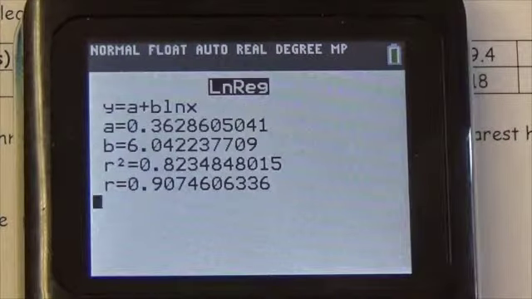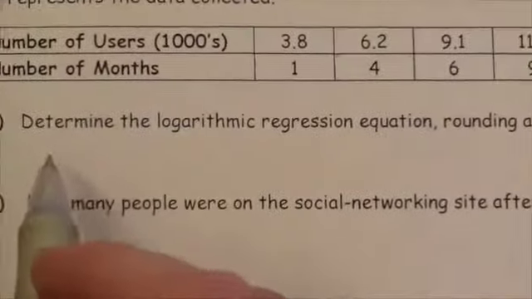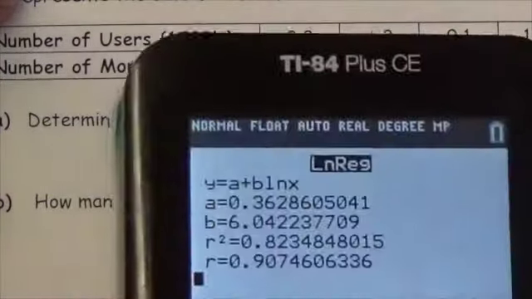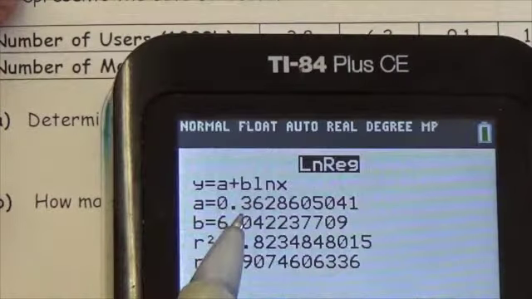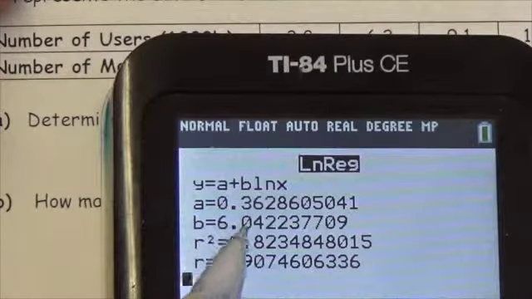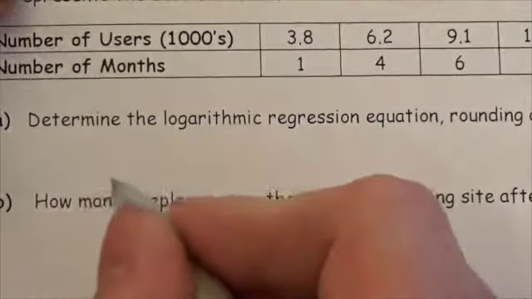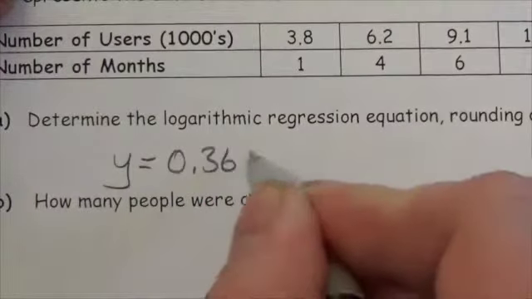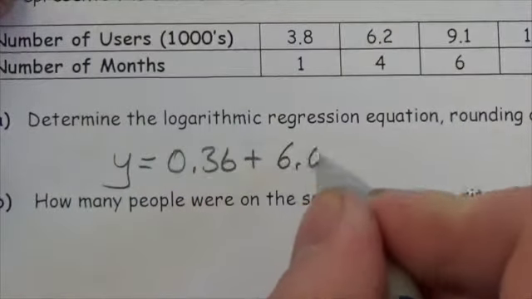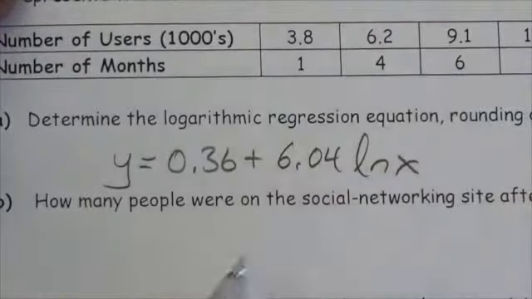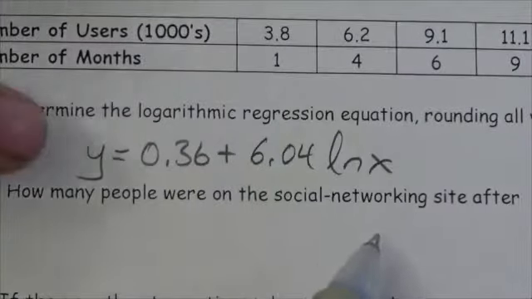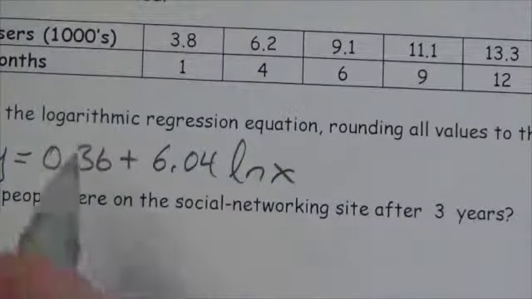And so there we go. Okay, so now the question here says, determine the logarithmic regression equation, rounding all values to the nearest hundredth. Well, my A value here is going to be 0.36, and my B value is 6.04. So my equation will be y is equal to 0.36 plus 6.04 times the natural logarithm of x. So there's my equation. The next question says, how many people were on the social networking site after 3 years?